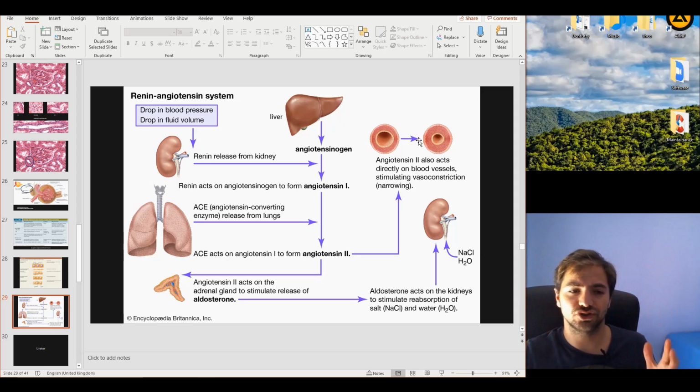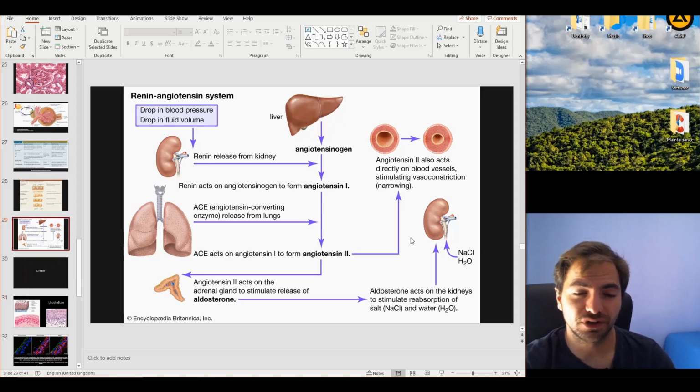So this is the function of the renin angiotensin aldosterone system in a very short synopsis, just to get the whole idea of how the system works. After this very long description of the function and structure of the kidney, let's actually visualize these structures in the microscope.